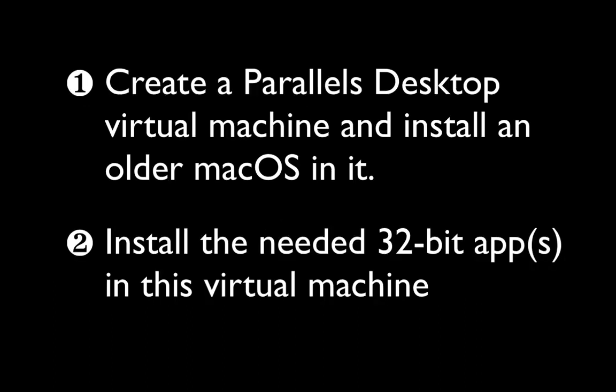There are two steps. First, you need to create a Parallels Desktop virtual machine and install an older Mac OS in it. Then you need to install your 32-bit Mac applications in this virtual machine. It takes about 45 minutes to perform both these steps. However, this video is only 5 minutes long.